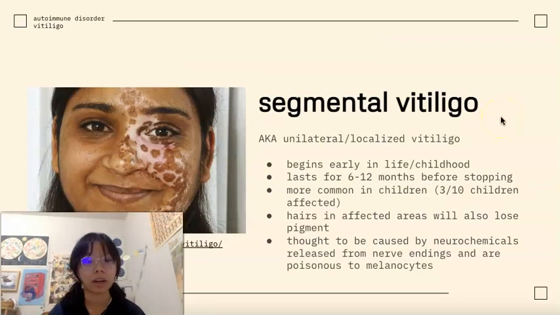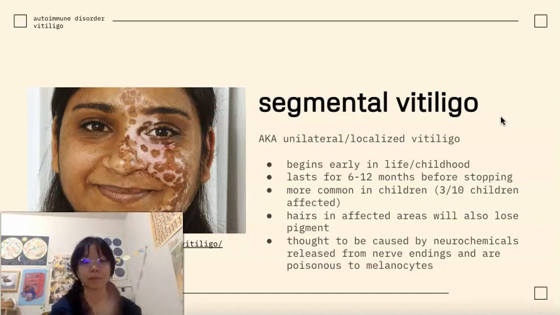Segmental vitiligo can also be known as unilateral or localized vitiligo. This type of vitiligo usually begins in early childhood and develops for about 6 to 12 months before stopping. It is more common in children and affects about 3 out of 10 children with vitiligo.